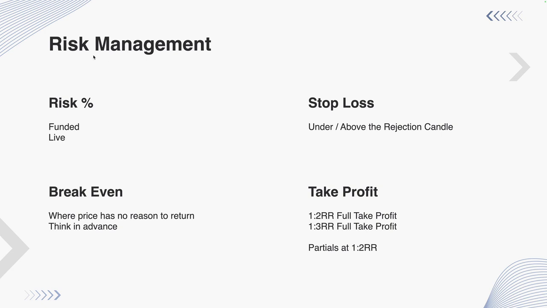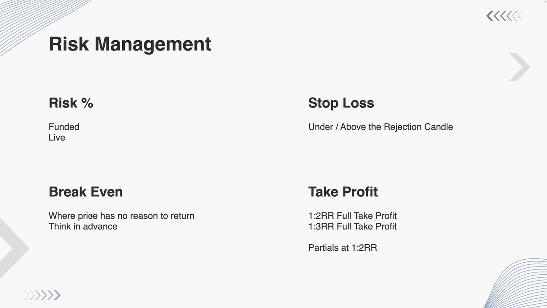Now, right here, if we move on, we want to cover risk management. For risk percentage, I am going to refer to the funded guide, and I'm also going to refer to a later episode in this spring enrollment as well. Then for stop loss, under or above, depends: are we bullish, are we bearish? Above the rejection candle. So what you saw me do throughout this whole video, you saw me place the stop loss under a bullish rejection candle or above a bearish rejection candle. So that is exactly where you want to have your initial stop loss.